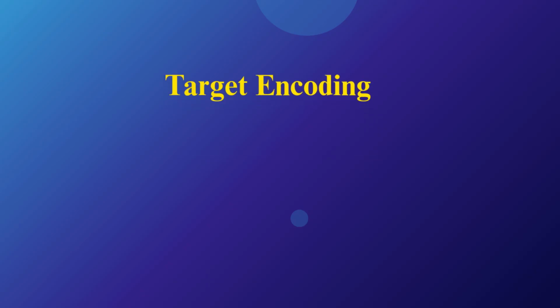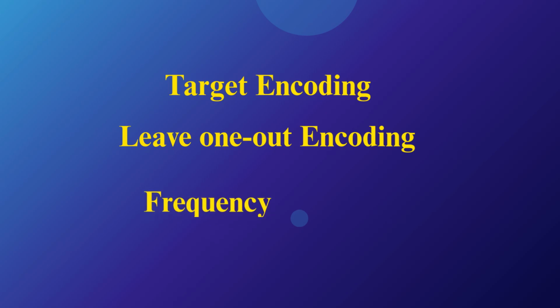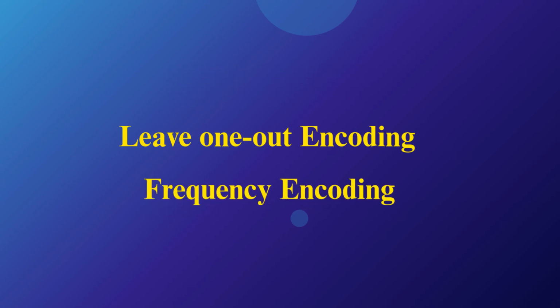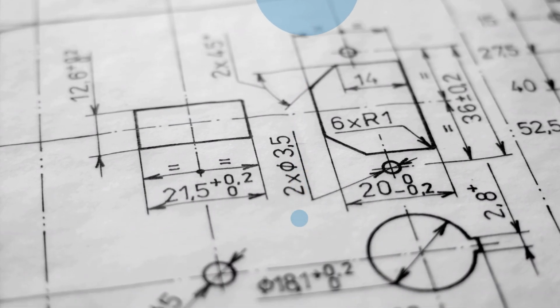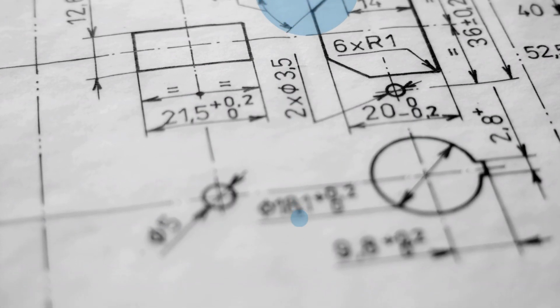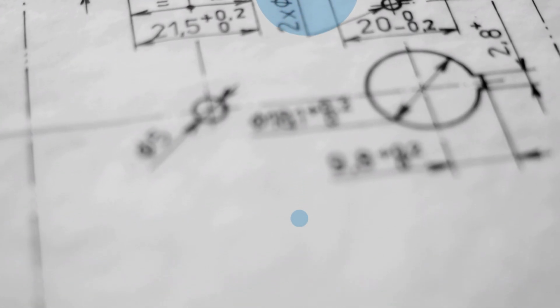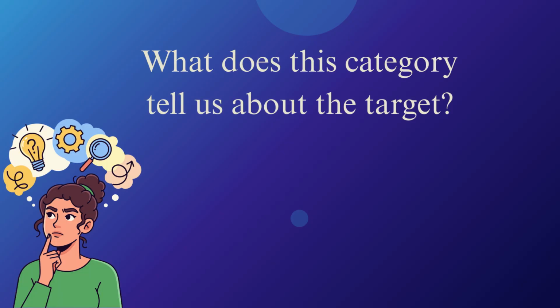To solve the drawback of one hot encoding, statistical encodings like target encoding, leave one out encoding, and frequency encoding came into the picture. We have seen that one hot encoding increases dimensionality for high cardinality features. So instead of representing each category uniquely, we ask a smart question: what does this category tell us about the target? Instead of identity, we focus on impact.